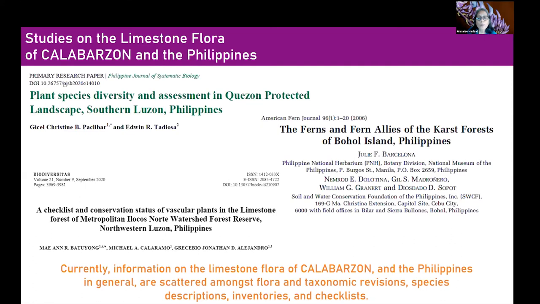So far, ito pa lang po, ibig sabihin, our group will be doing the same, contributing to the species diversity and floristic studies of the five different caves, for the whole 3 years, probably first 2 years. Okay po, next.